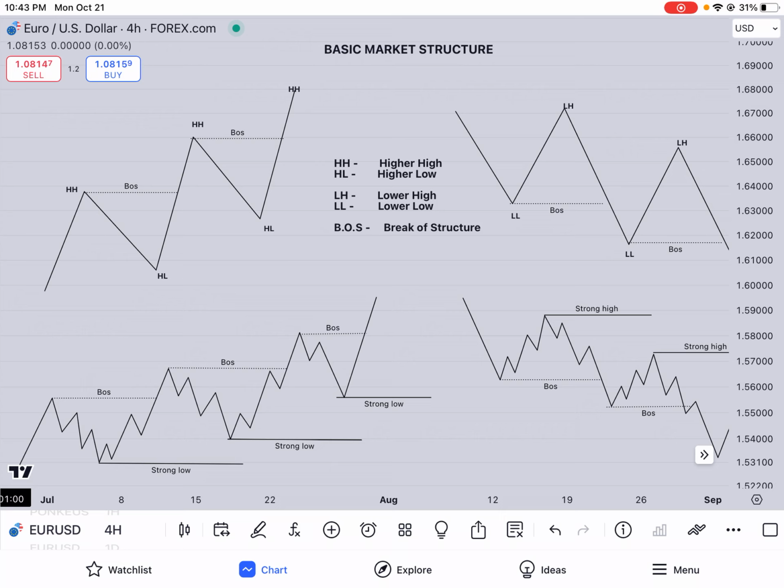So this video is to guide you on the basic market structure, to explain market structure in the simplest form. This video is going to be detailed, but it shouldn't last more than 10 minutes or so.